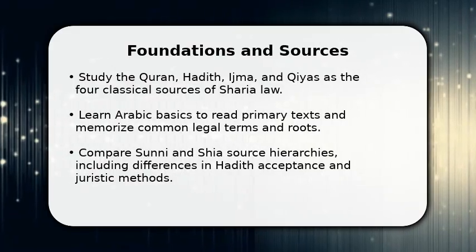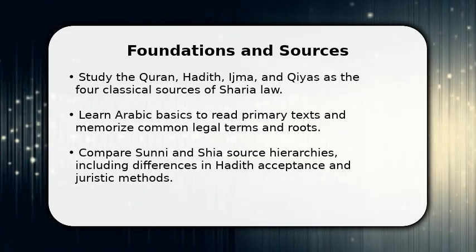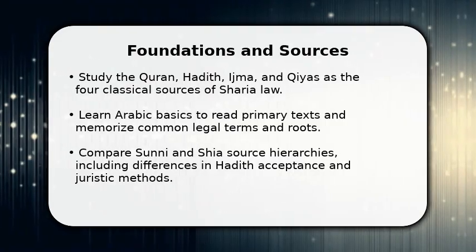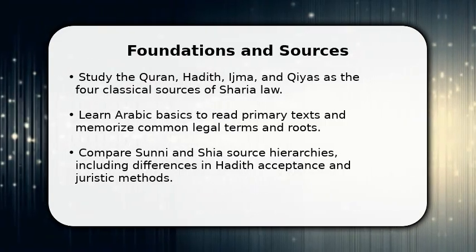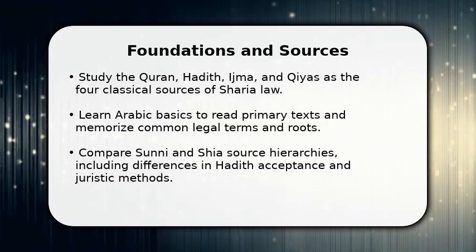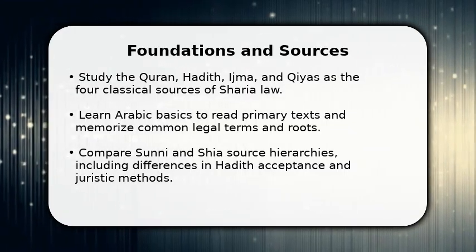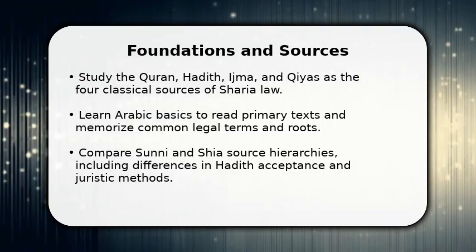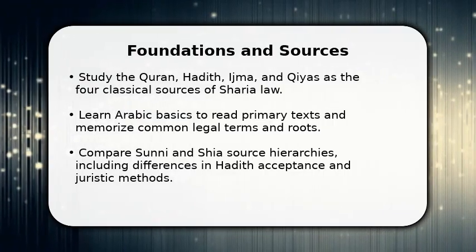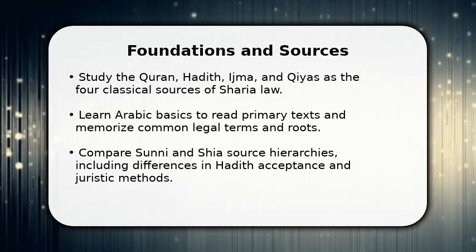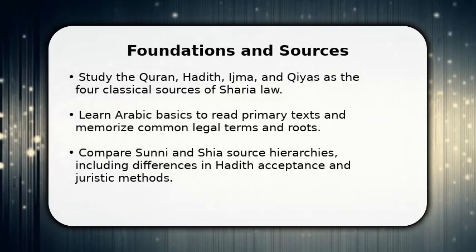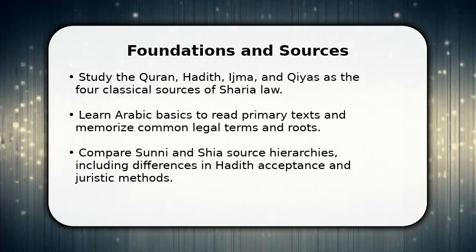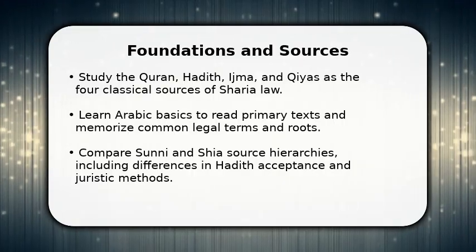Begin by learning the foundations of Sharia law: the Quran, the Prophet's Hadith collections, consensus called Ijma, and analogical reasoning called Qiyas. Learn Arabic basics to access primary texts and memorize common legal roots. Aim for reading simple passages and key legal terms. Compare Sunni and Shia source hierarchies, noting different Hadith acceptance and juristic methods. Map how theological positions shape rulings, and keep a glossary of terms like fiqh, usul al-fiqh, Ijma, Qiyas, and fatwa for quick reference while studying.